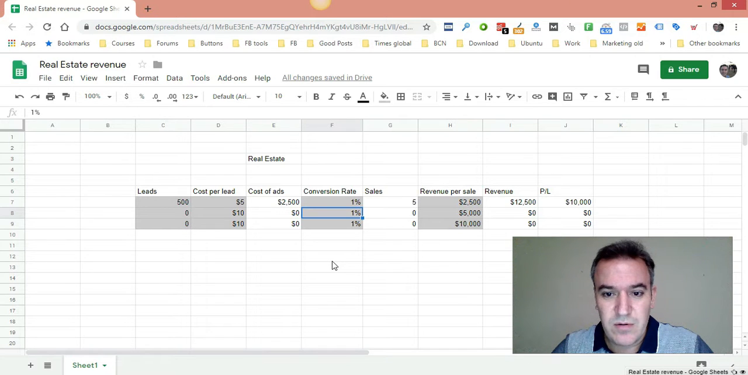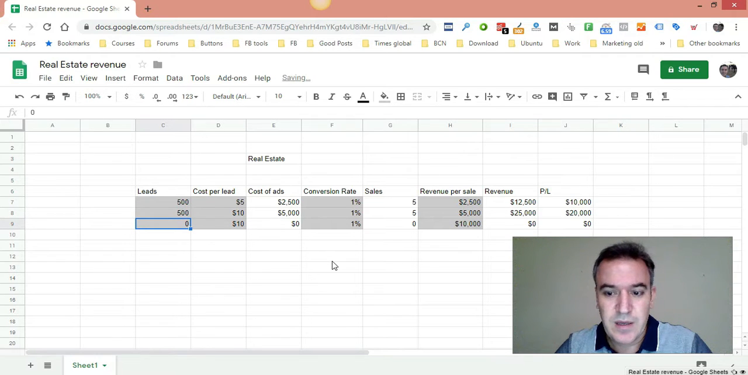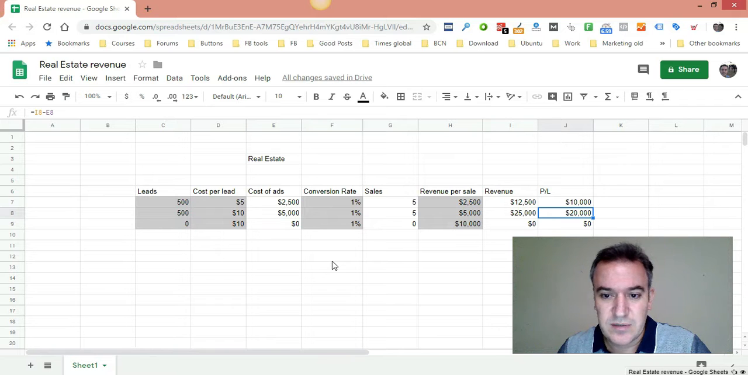Okay, so now let's check another one. In this one the revenue per sale is 5k, and the cost per lead has also increased. Let's put 500 leads again. The potential, how much you can make, is 20k, $20,000. This is if you spend $5,000 on ads.